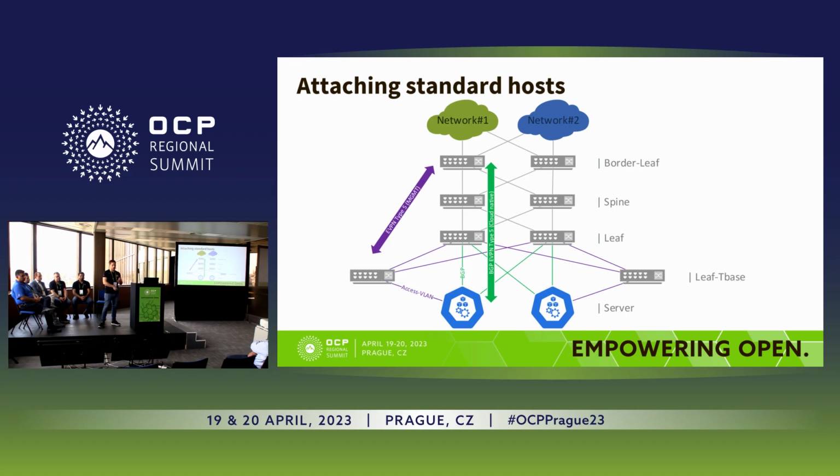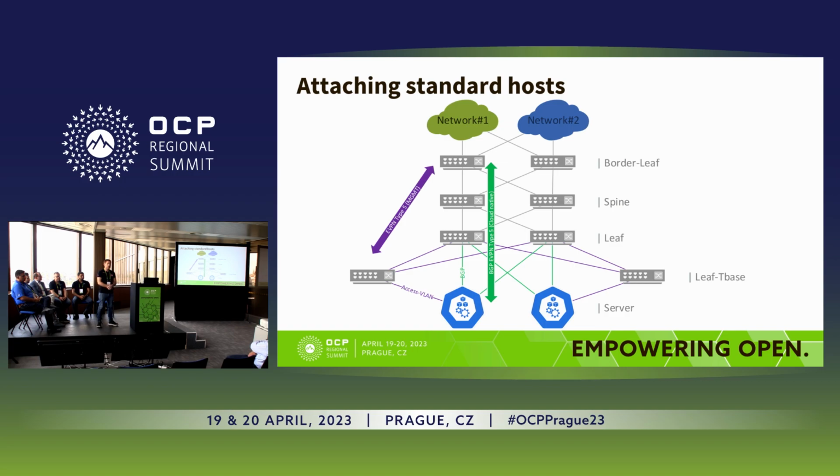backbone. And for that reason you can see also the purple arrow on the left side, because after the packet hits the leaf T-base, the switch needs to know how to forward this traffic, and for that reason we are stretching down the management VRF to the leaf T-base. In the middle you can see the green arrow which is pointing from the border leaf to the server, because the server is participating in our fabric as well.